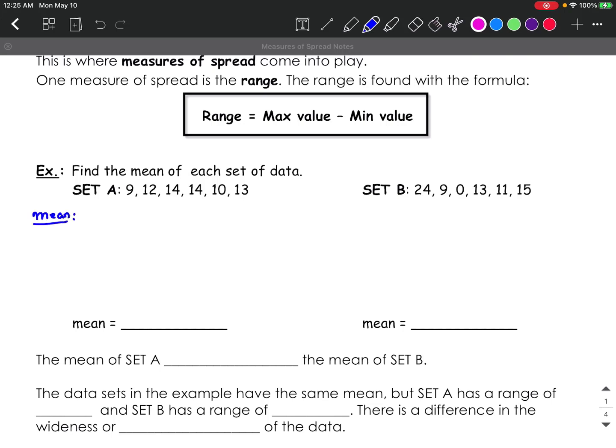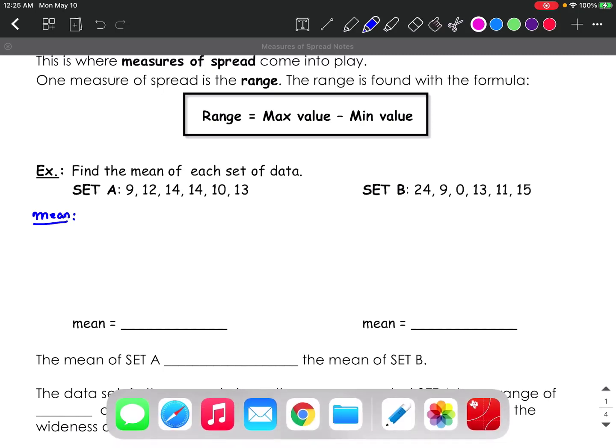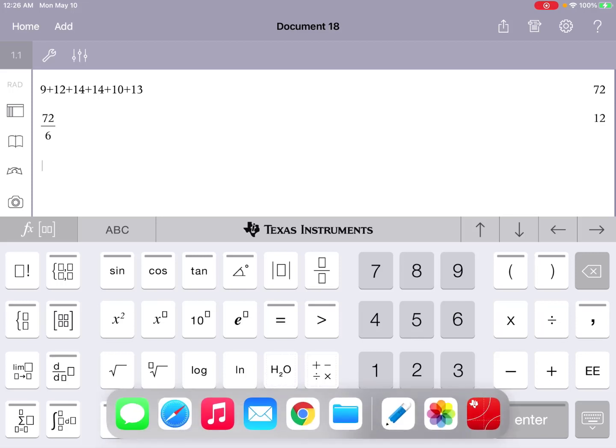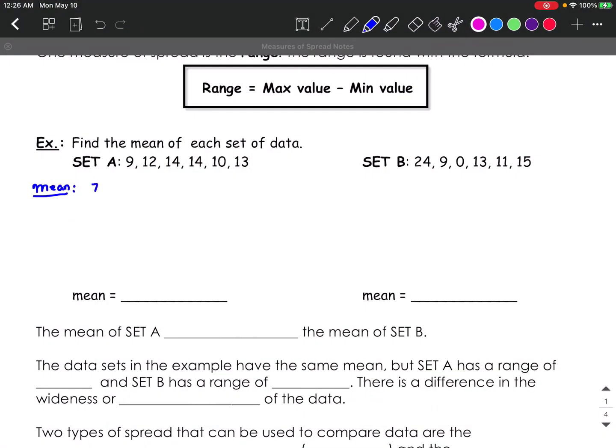So what we do is we add up 9 plus 12 plus 14 plus 14 plus 10 plus 13. I'm going to go get my handy dandy calculator over here. And it's 9 plus 12 plus 14 plus 14 plus 10 plus 13. I have 6 pieces of data. Awesome. My total is 72. And then I'm going to divide that by the 6. So my mean is 12. Our data added up to 72. We divide by the 6 pieces of data, and our mean is 12.